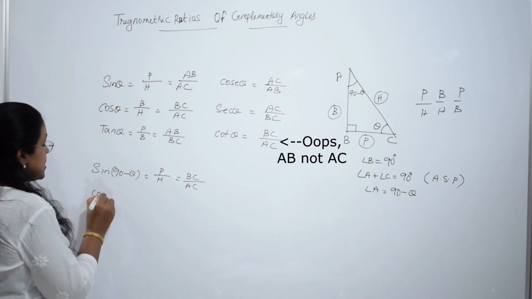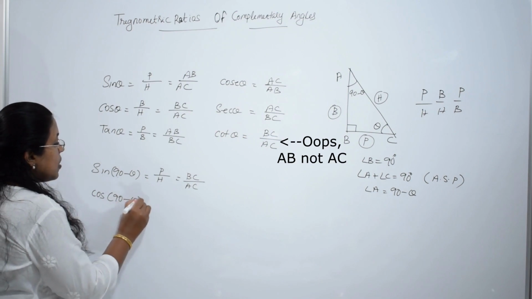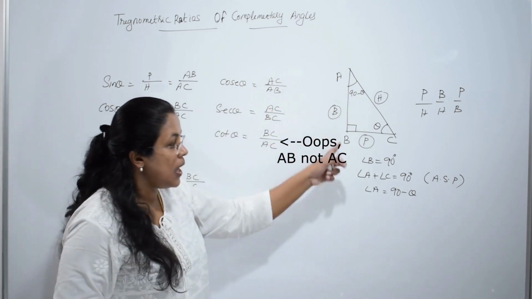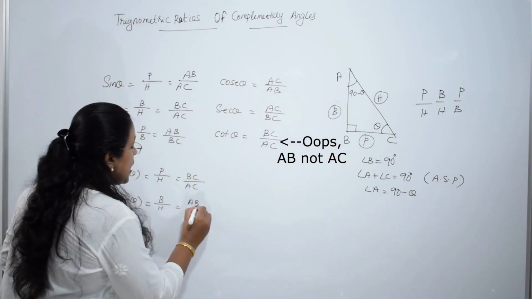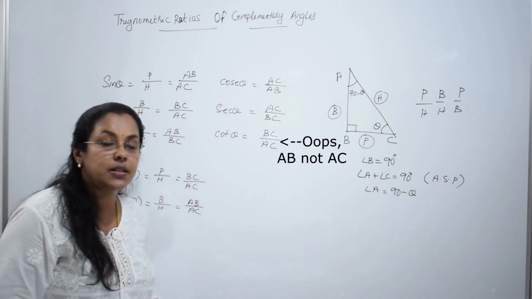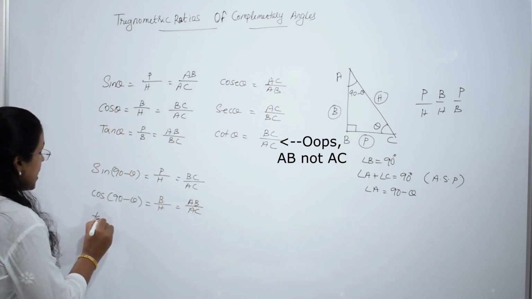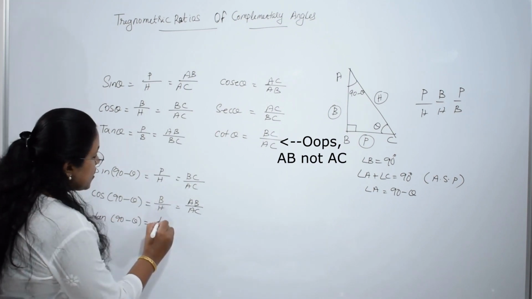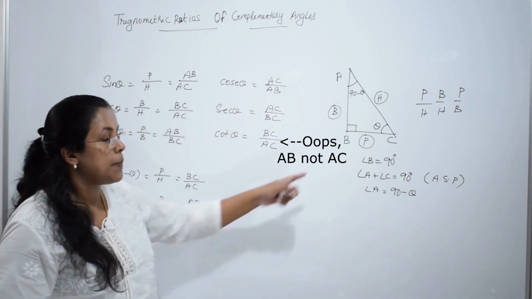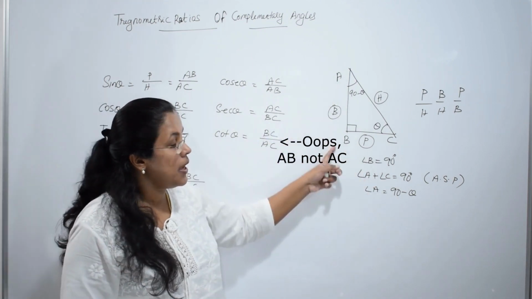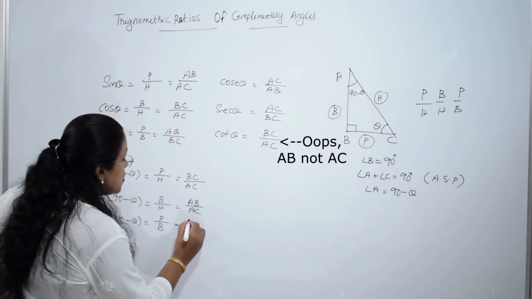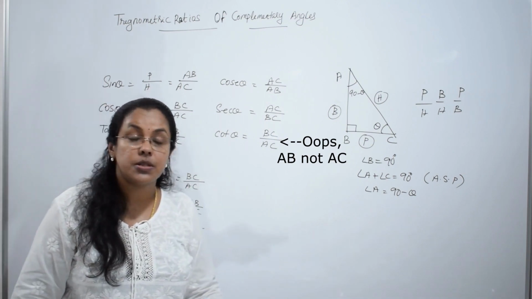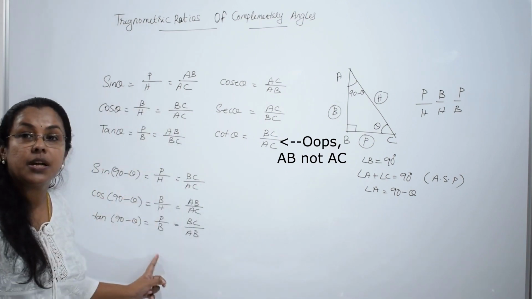Now what is cos 90 minus theta? Cos is base by hypotenuse. AB is the base, so AB upon AC, isn't it? Now what is tan 90 minus theta? Tan is perpendicular upon base. Perpendicular here is BC and base here is AB. So BC upon AB. The rest of the three ratios are the reciprocal ratios of these three ratios.